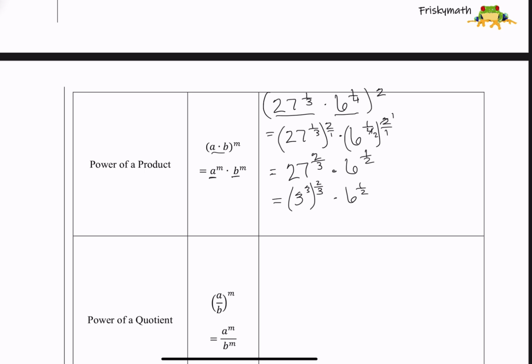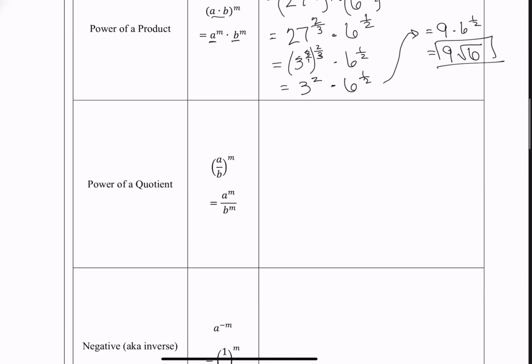Now you can see that 3 to the 3rd power raised to the 2/3 power, well, I'm going to multiply those powers, and the 3's reduce, so I'm really just left with 3 squared times 6 to the 1/2. Couple ways to write this. I'm going to leave that as 9. 3 squared is 9. And you can say times 6 to the 1/2 power. Or you can say this is 9 times the square root of 6. 9 root 6.